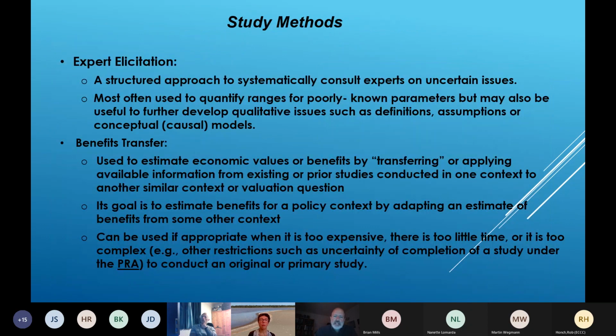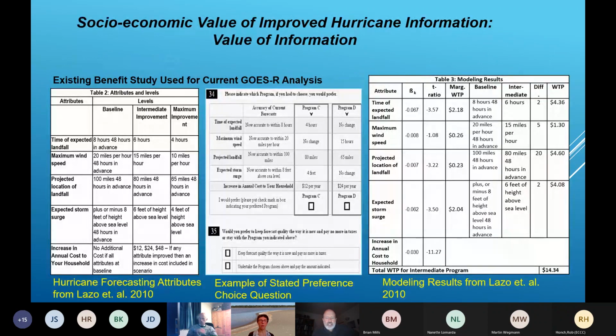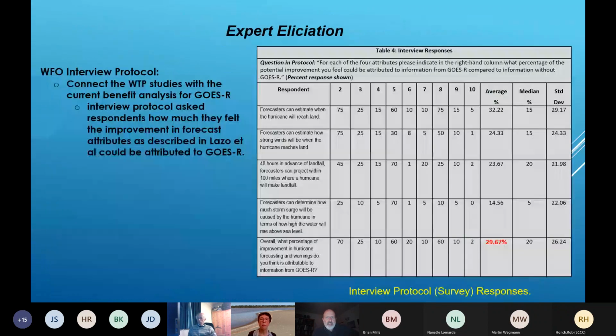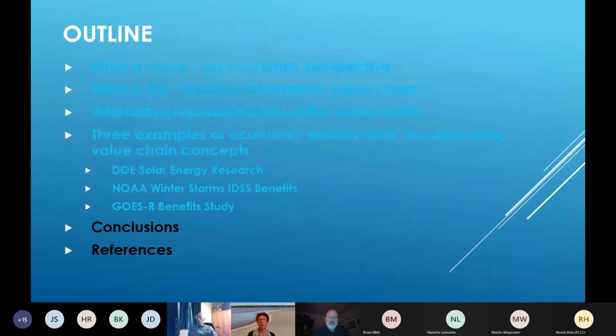Again, we used it on the economic side. We're trying to link the potential improvements in hurricane forecasts from GOES-R to economic outcomes in terms of willingness to pay of members of the general public. Used expert elicitation to try to identify the percentage of hurricane forecast improvement attributable to GOES-R and tie that to an existing benefit study of the willingness to pay for improved forecasts. I'll skip through this. I think I come back to this a little bit later. The expert elicitation, again, was trying to attribute improvements in hurricane forecast to the GOES-R satellite. I'll skip through all that. So basically, I'll come back to that case study in a little bit.